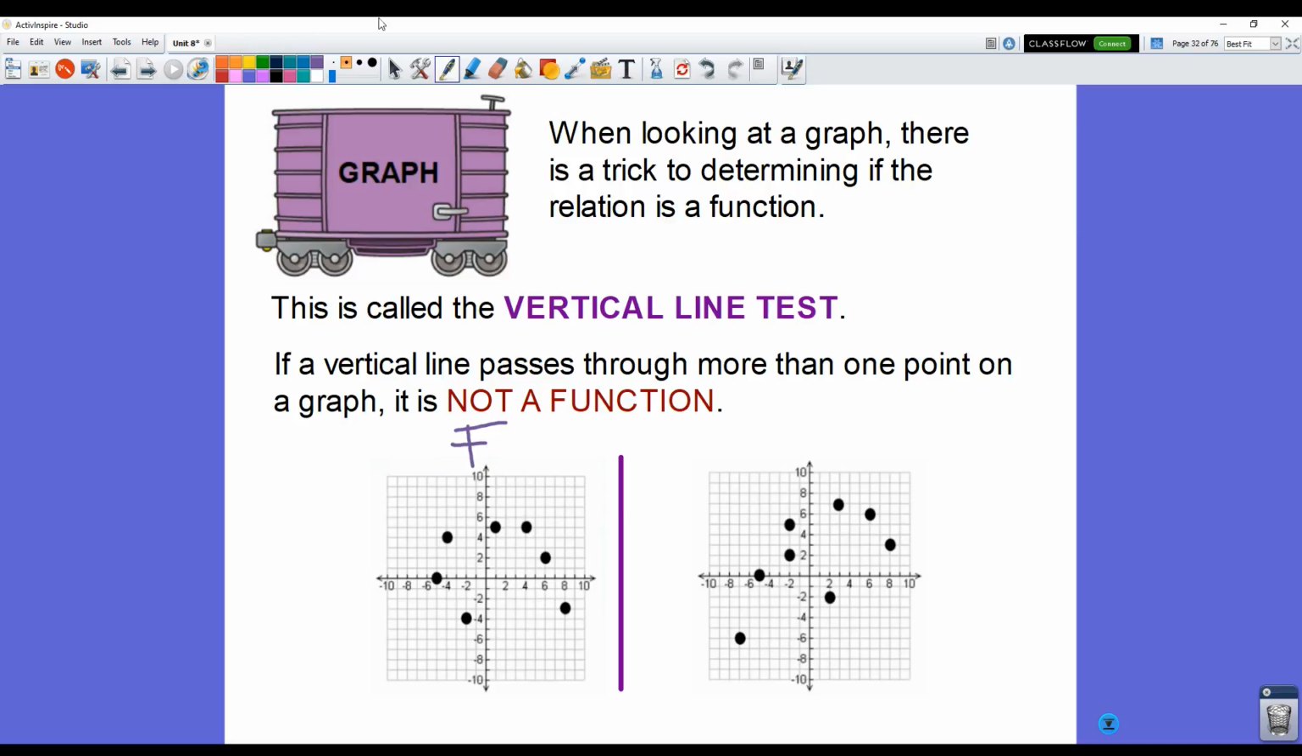Now let's look at our second example. I'm going to pull this through. You can see it hits this point and that one point only. But here it's hitting two points at the same time. If we look at the coordinates, this would be (-2, 2) and (-2, 5). So our x values are repeating. But on the graph, it's so much easier just to see if a vertical line touches in more than one place. So therefore, this is not a function.